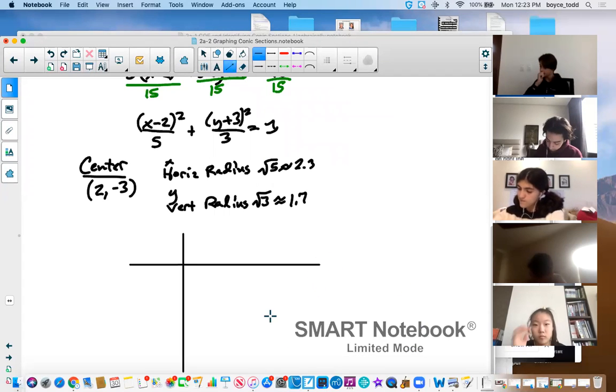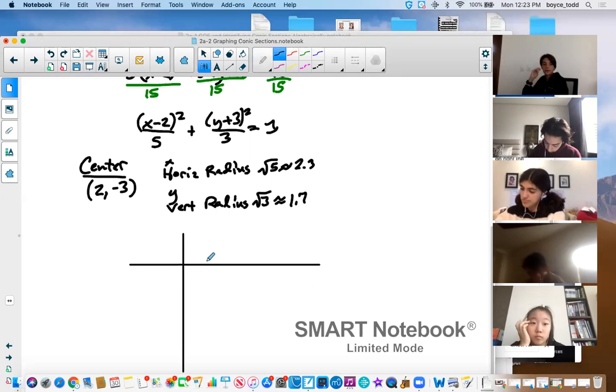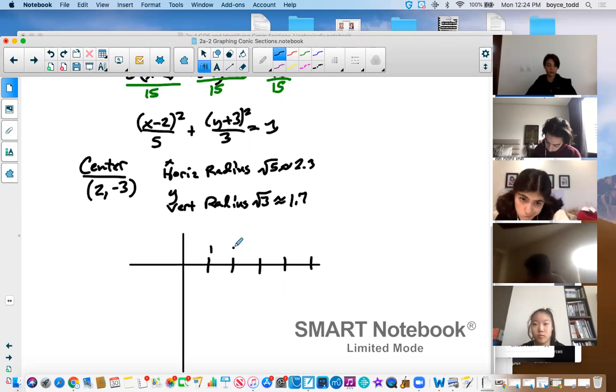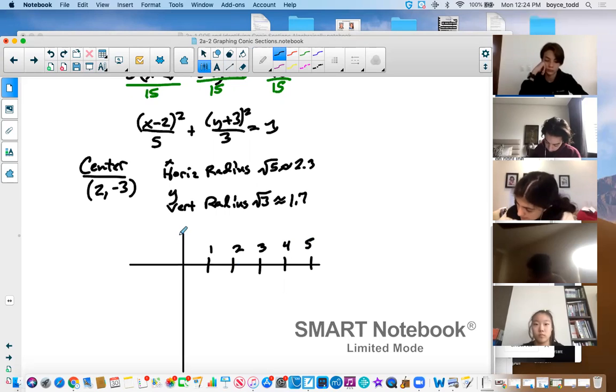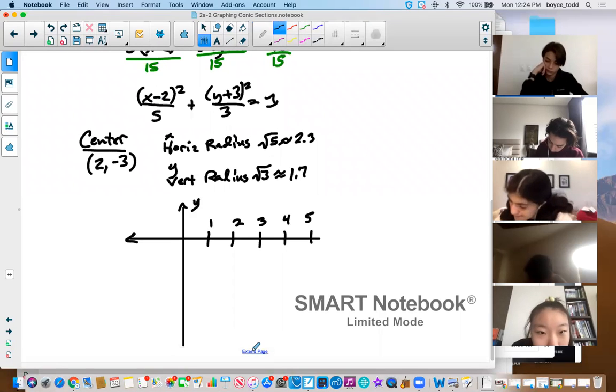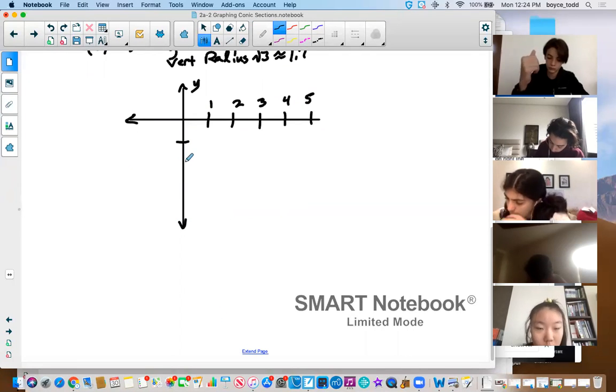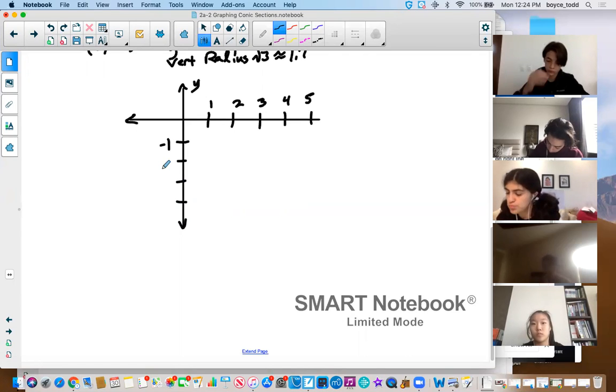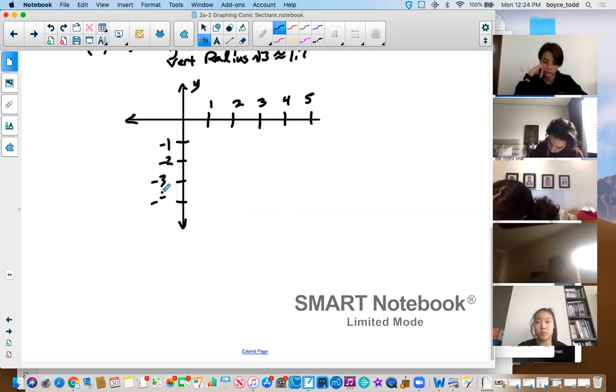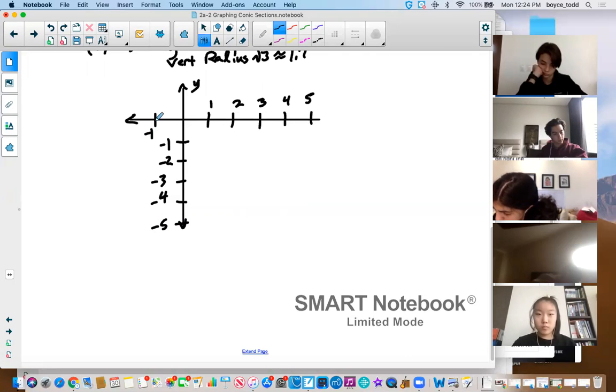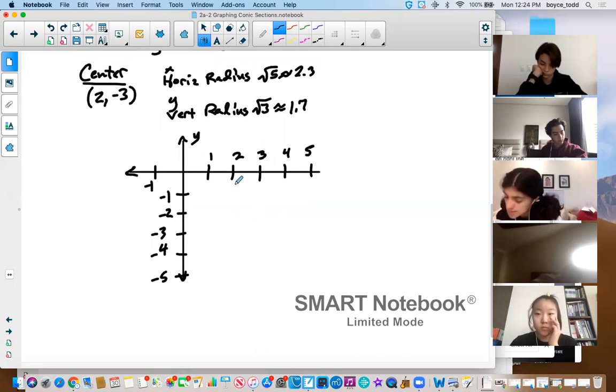All right, so let's go ahead and graph this. And I'm going to try to use the elliptical tool on here, but we'll see if it works. So here's our x-axis. This is all going to be down in the 4th quadrant for the most part. So it's -1, -2. Let's see, does it even go any lower than that? Yeah, we should go down to -5. And then -1 here. Okay, so remember, I know my center is at 2 comma negative 3.